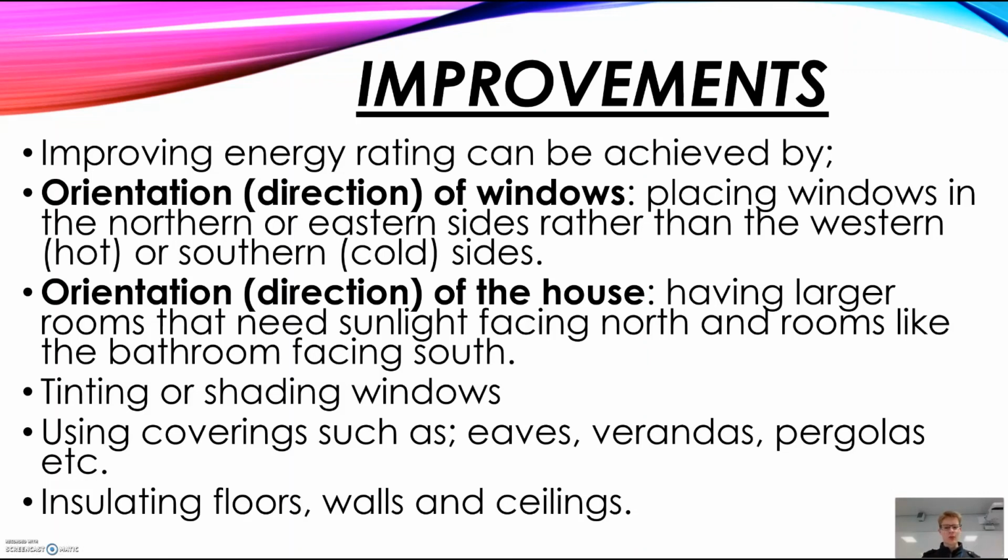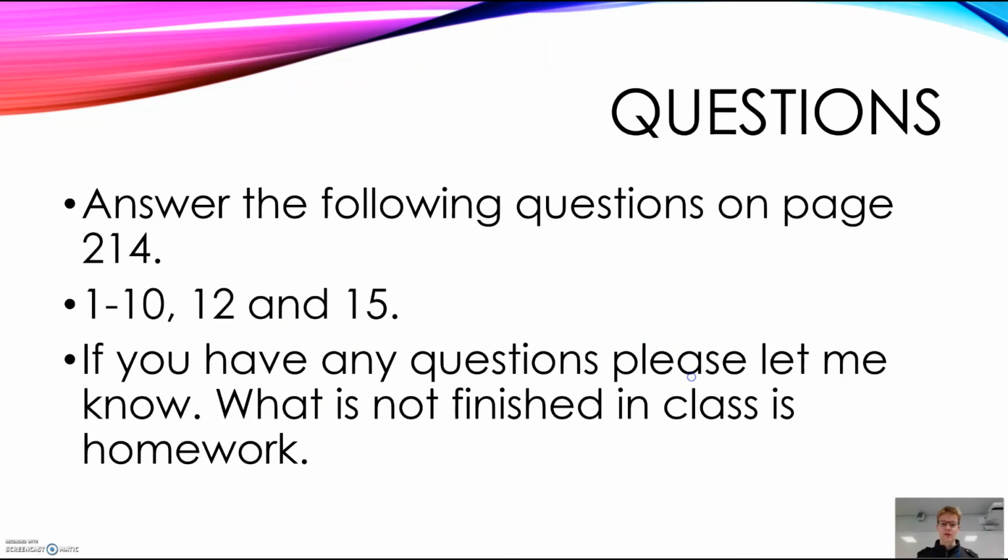And you can keep the smaller rooms that you don't use as much, such as the bathrooms, facing south or those sort of directions. You can also make sure you use coverings, such as verandas or pergolas. All of these things help reduce the amount of energy that you would even need in the first place, the amount of input energy you would even need, which therefore improves the overall energy efficiency.